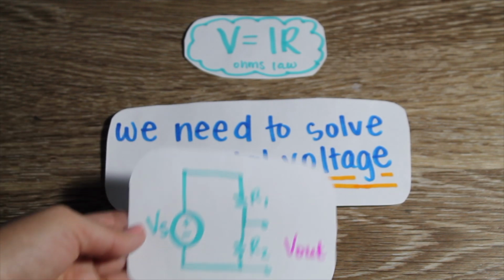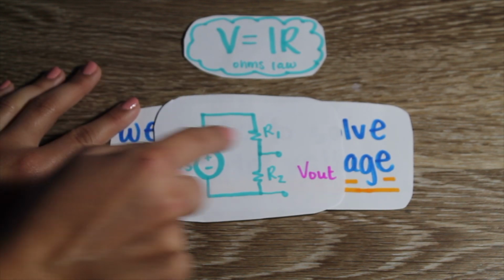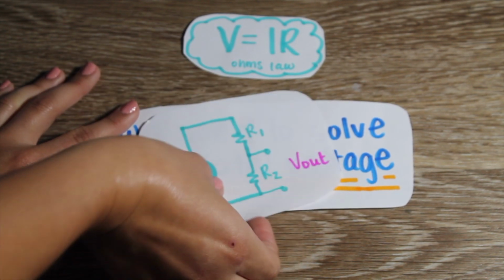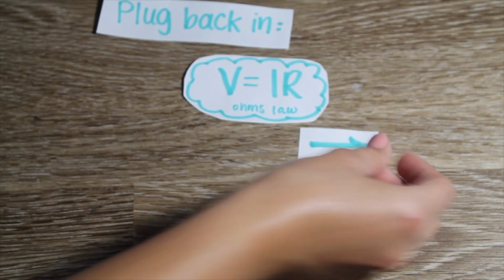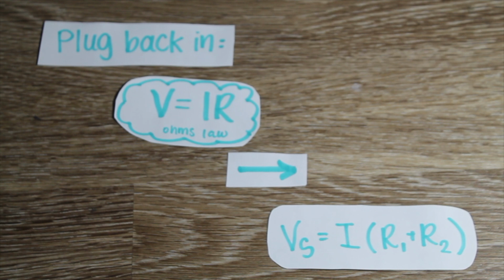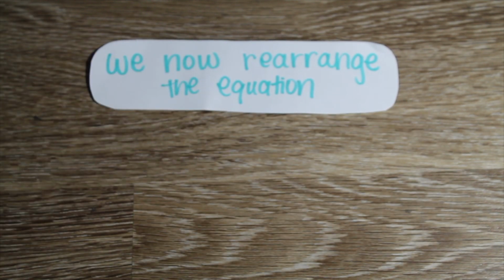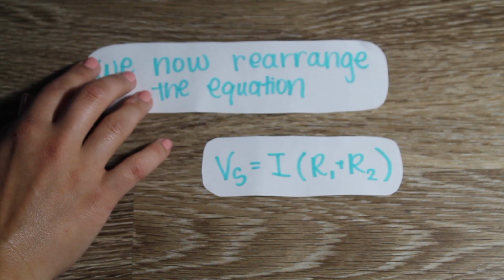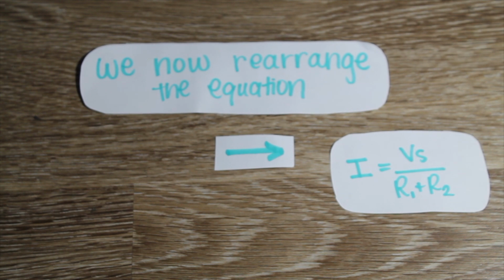Now looking back at our previous circuit, we notice that Vs is our total voltage through the circuit because Vs is our only voltage source. So we plug what we just found, our total resistance and our total voltage, into our Ohm's law equation, resulting in Vs equals I times our total resistance. We can now rearrange this equation for our total voltage so that we can get our current. When we find our current like this, it will allow us to plug it into our Vout equation.